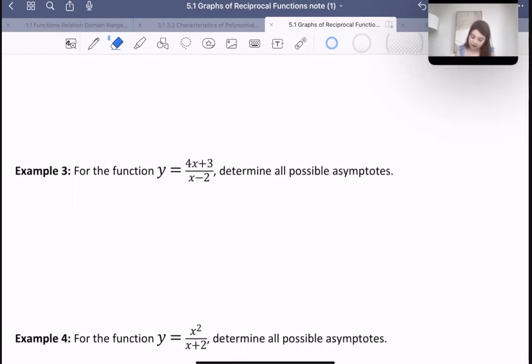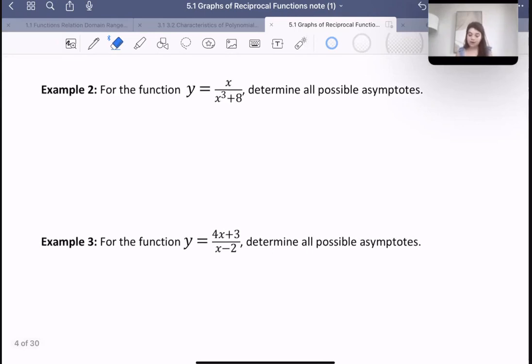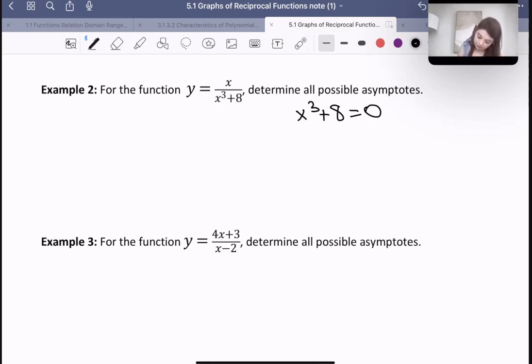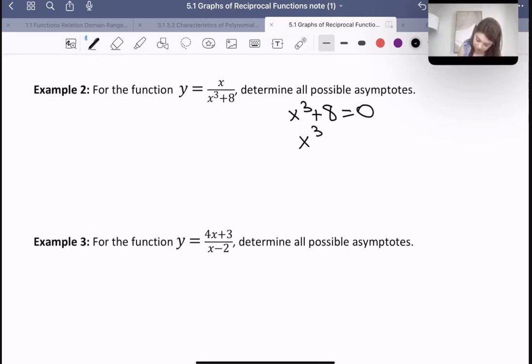Let's move on to another example. Here it says determine all possible asymptotes for this function. Okay, so for this one, we have to first of all determine, is there any way that we could have x cubed plus 8 equal to 0, right? Is there any possible way for that to happen? Because if there is, and it's not something that can cancel out with our numerator, then we have a vertical asymptote on our hands.